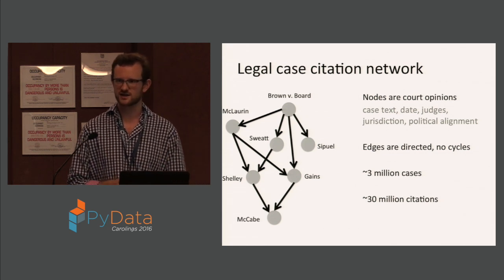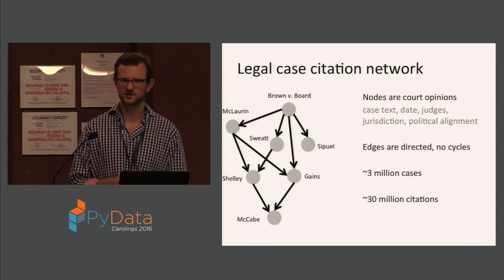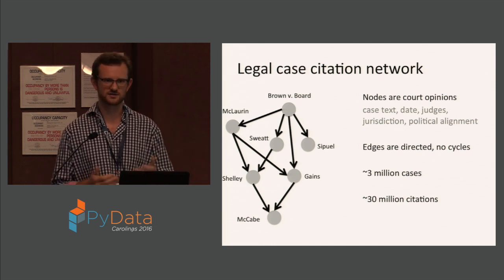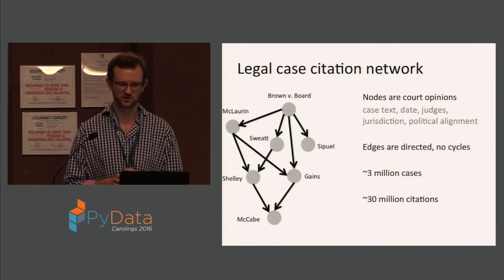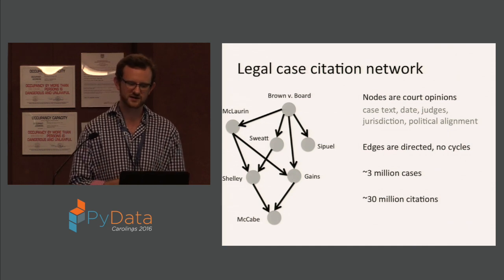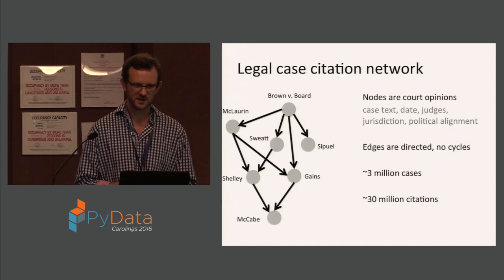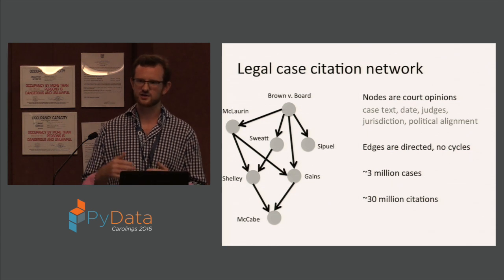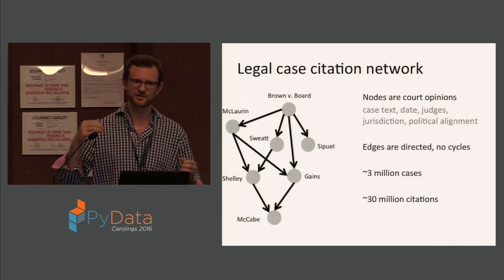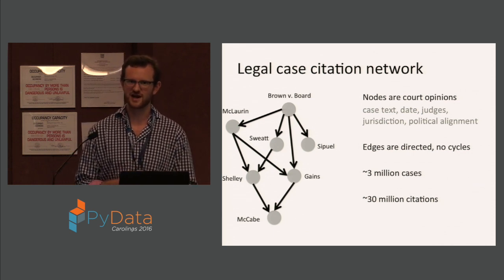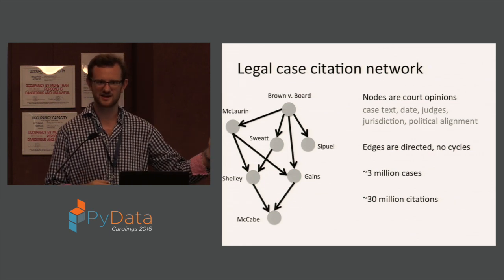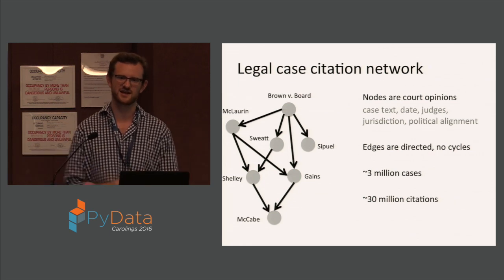If you ever look at a network data set, this is an important data choice that you probably want to consider both. We have about 3 million nodes in our network, approximately 3 million cases on CourtListener, and about 30 million citations. So this is a fairly sizable network. One important feature of our network is there are no cycles. It's called a DAG, a directed acyclic graph. Basically, that means the edges all go roughly in the same direction. You can't cite a case that has not happened yet. A case in 2000 can cite a case in 1900, but a case in 1900 could not cite a case in 2000.